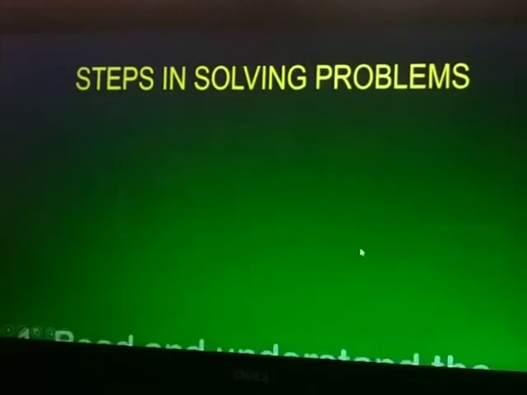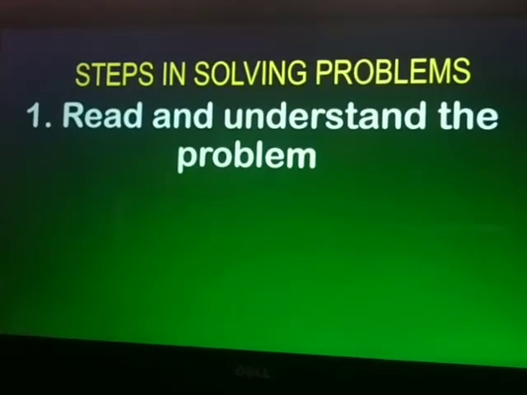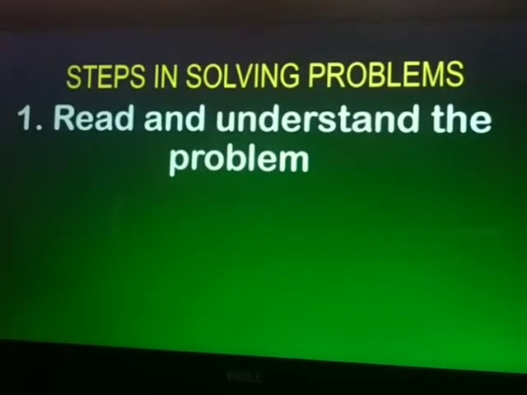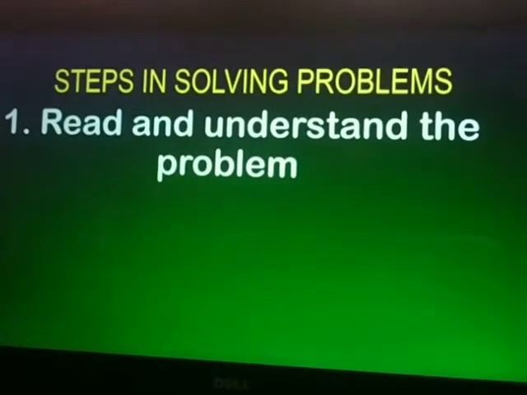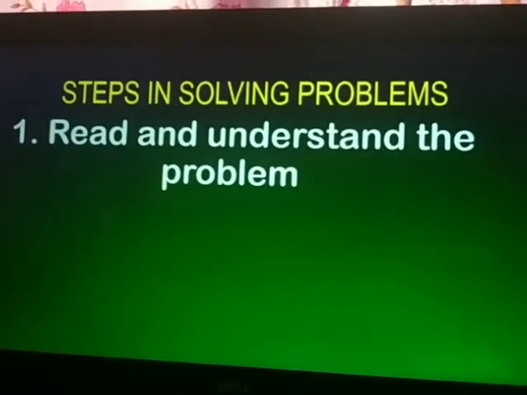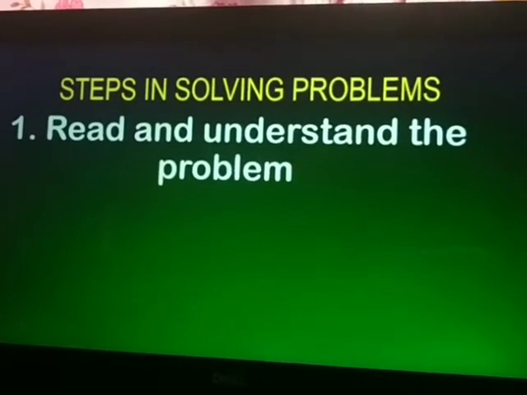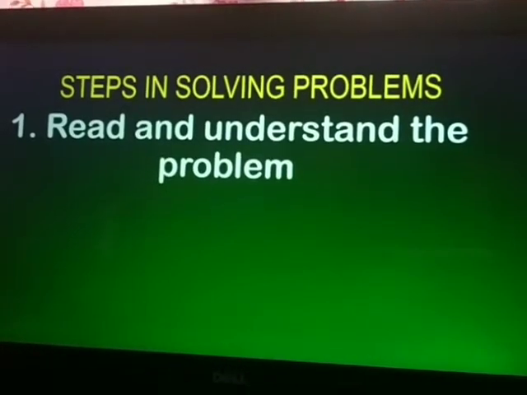Steps in solving problems. Number 1 is to read and understand the problem. We have to keep on repeating and reading to understand the problem. Sometimes you just lack patience in reading and understanding the problem. That's why we cannot solve it.